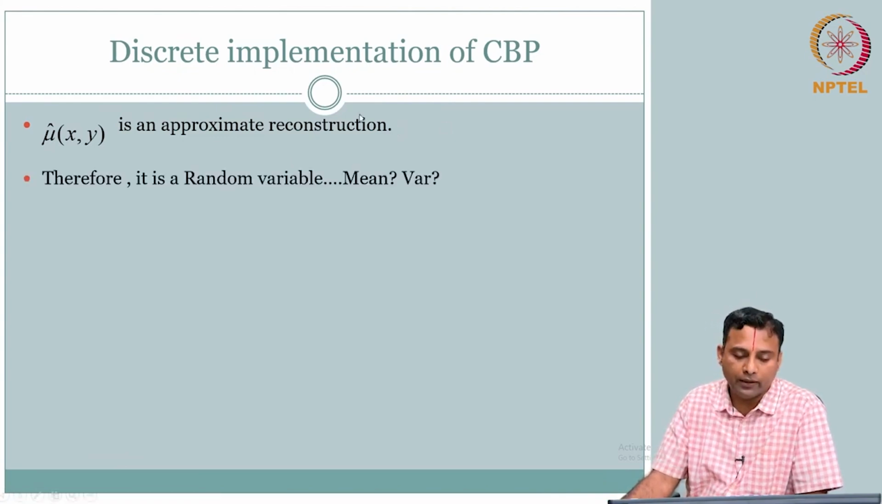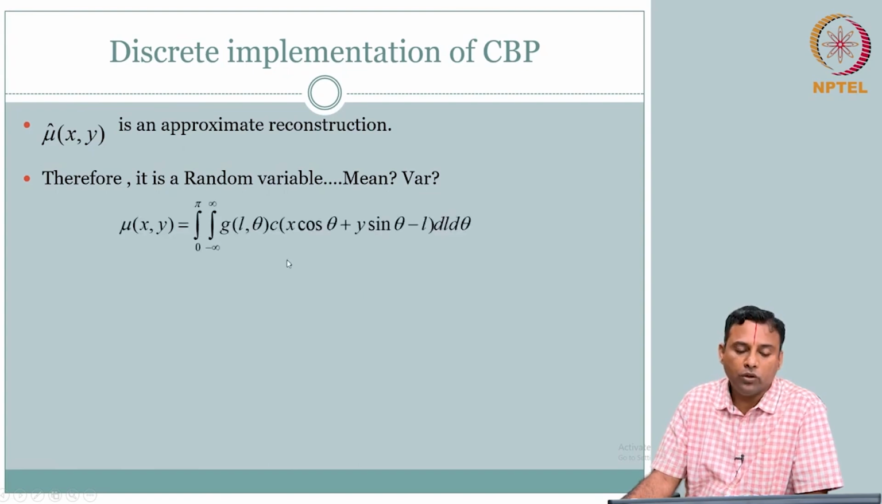So how do we get that? If this is also an approximate estimate, what goes in is a random variable. This is also going to have random fluctuations. If we say random fluctuations, then we need to know that this is a random variable. If it is a random variable, how do I characterize that? I need to know the mean and variance.